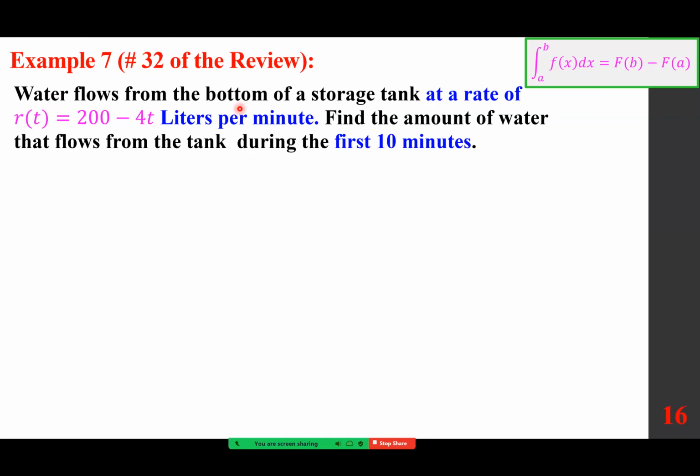Water flows from the bottom of a storage tank at a rate of R of t equals 200 minus 4t liters per minute. Find the amount of water that flows from the tank during the first 10 minutes.